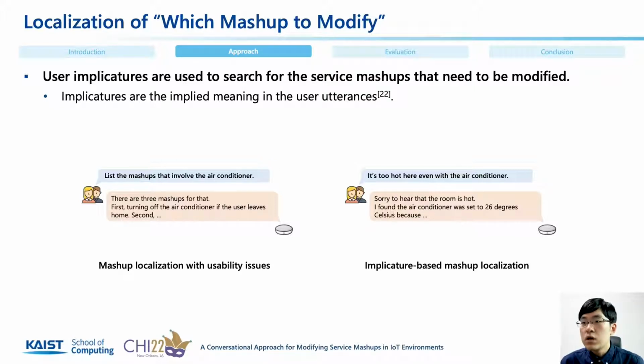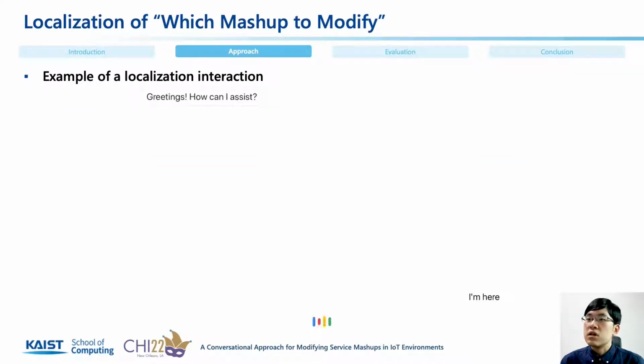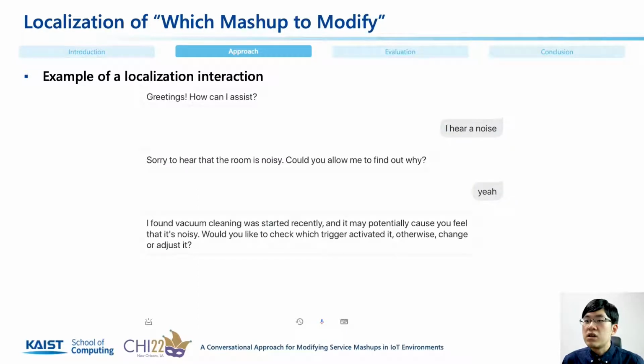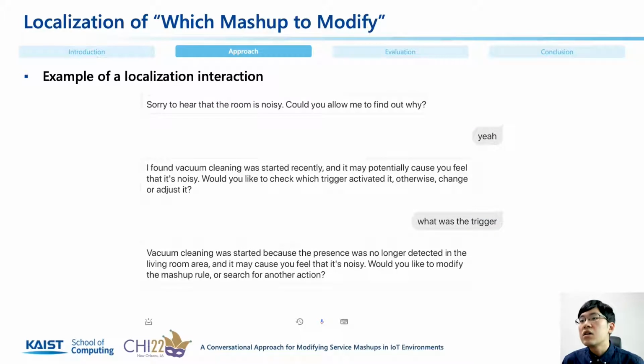For example, it's too hot here. This is another example of a localization interaction. A user hears an irritating noise, so says an expression, I hear a noise, and Comma searches for a mashup that needs to be modified. To make this interaction possible, we face several questions.